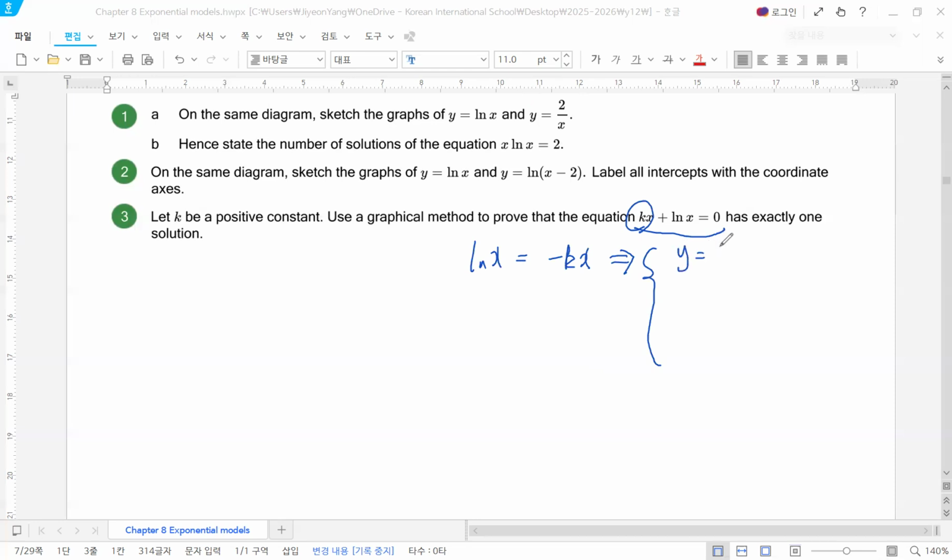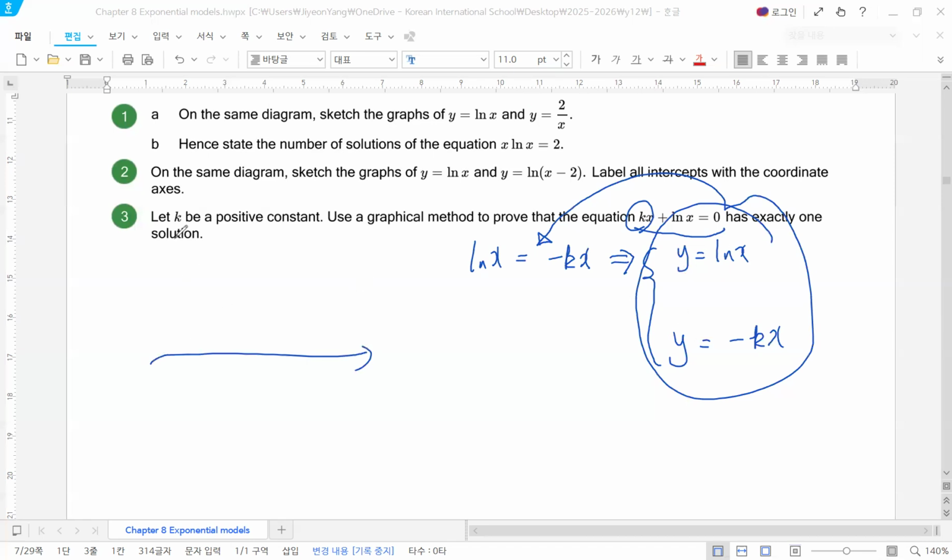y = ln x and y = -kx. Do you understand? So the intersection points of these simultaneous equations, their graphs, represent the solution of this equation. Students, do you understand? Okay, then let's just draw this graph. The first one, the ln x graph. I want you to remember the shape of this graph, okay?